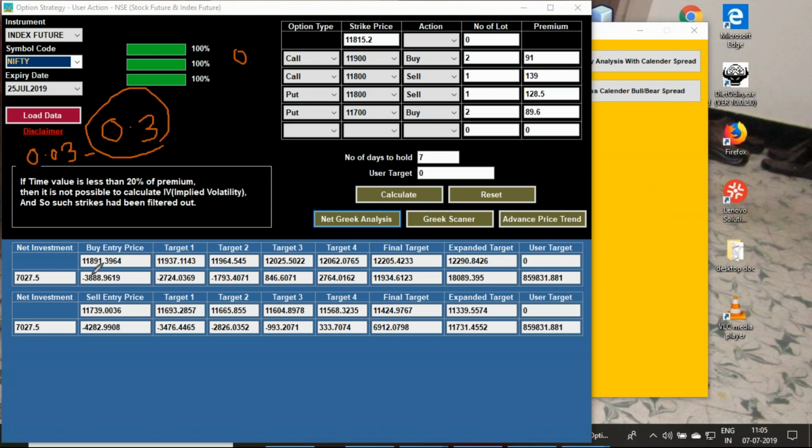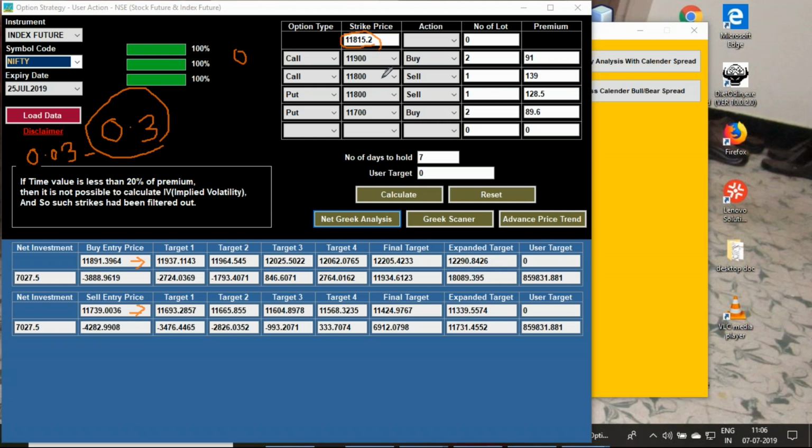So here target one. Currently you have 815 on this. So it gives a trend confirmation. It says that uptrend confirmation happens above 11,891. Downtrend confirmation happens at 11,739.